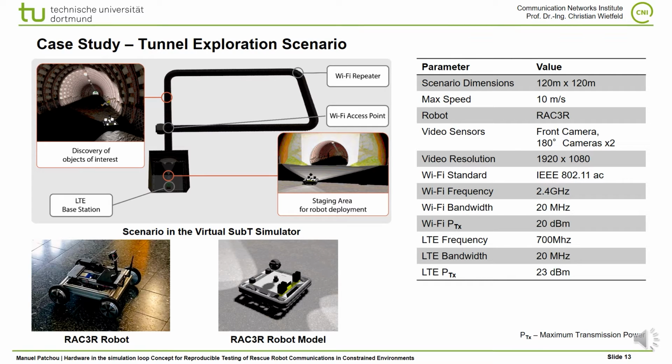The scenario is a tunnel circuit with an LTE base station and Wi-Fi access point deployed at the tunnel entrance. A Wi-Fi repeater shall be deployed by the robot during its exploration of the tunnel to expand the Wi-Fi's range. The imported model of the racer robot we used was equipped with camera sensors to transmit footage of the tunnel exploration.